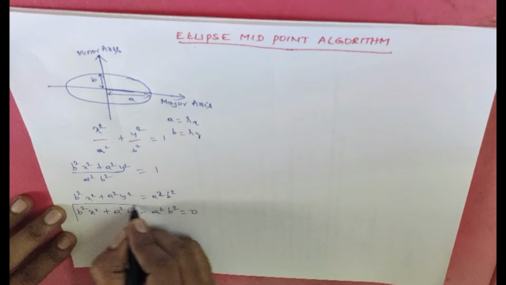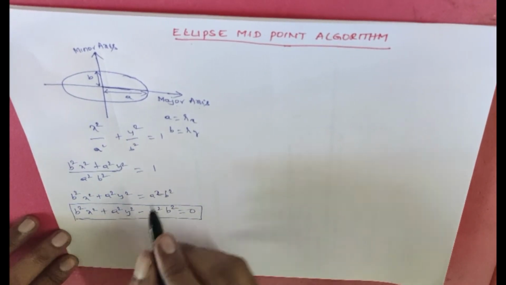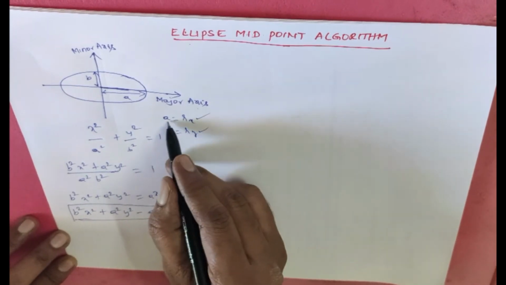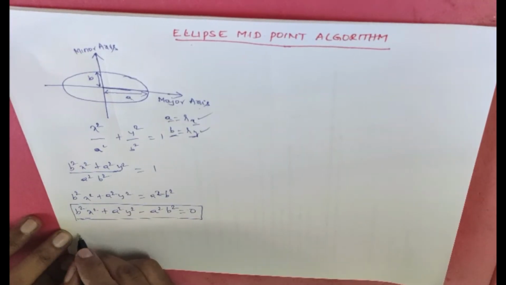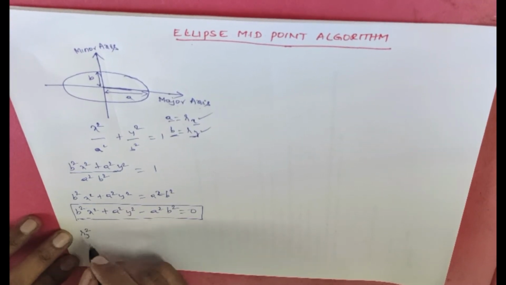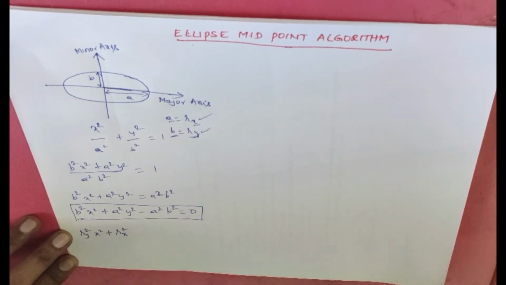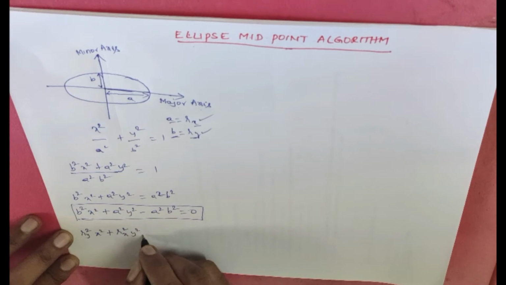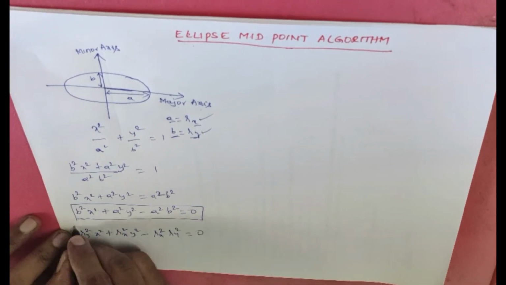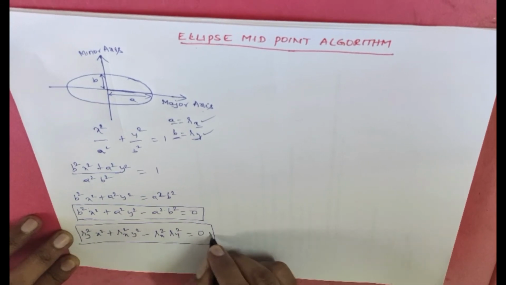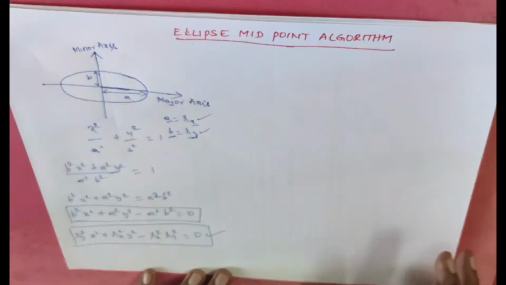Okay, so this is the equation which we'll be using throughout the algorithm. But in standard notation, instead of a they use rx and instead of b they use ry. So now I'll put the b value as ry. So ry square x square plus rx square y square minus rx square ry square is equal to 0. This is the standard equation which we will be using throughout the process of writing this algorithm.